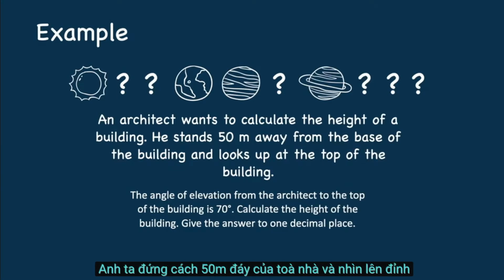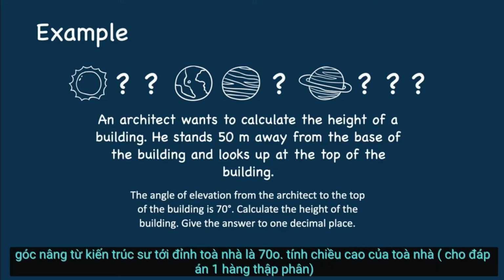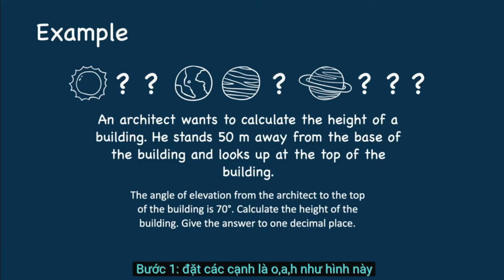He stands 50 meters away from the base of the building and looks up at the top of the building. The angle of elevation from the architect to the top of the building is 70 degrees. Calculate the height of the building and give the answer to one decimal place. So let's move on to the solution.